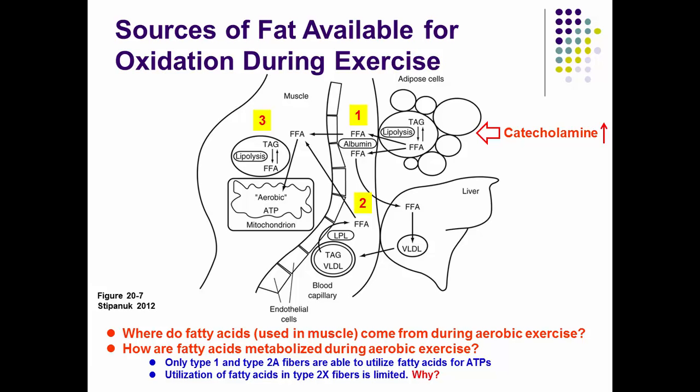So the question I wanted to ask you: do you think in anaerobic exercise, for example 100 meter sprinting, muscle utilizes fatty acids? No, right? The muscle is not able to utilize fatty acids because of the lack of oxygen. So anaerobic exercise only utilizes creatine phosphate and glucose, and this glucose comes only from the muscle glycogen.